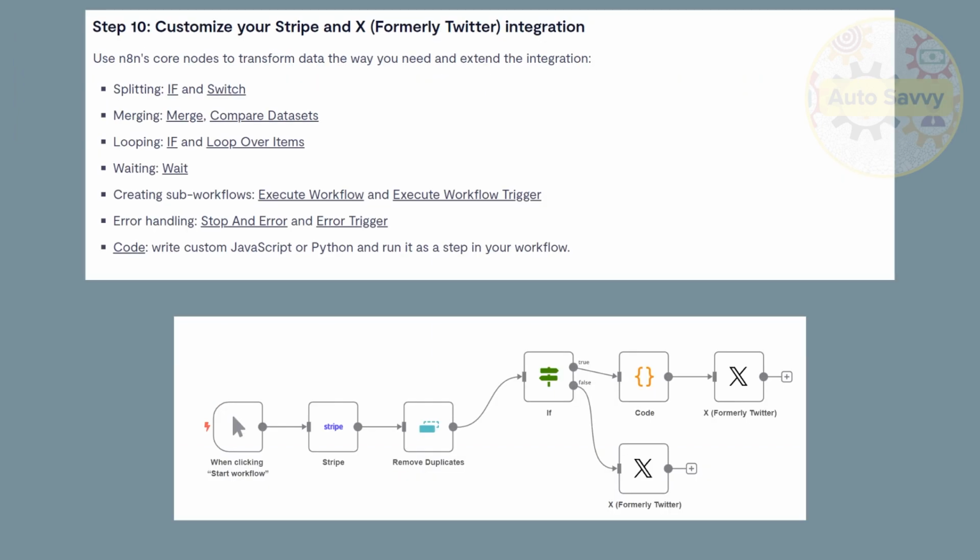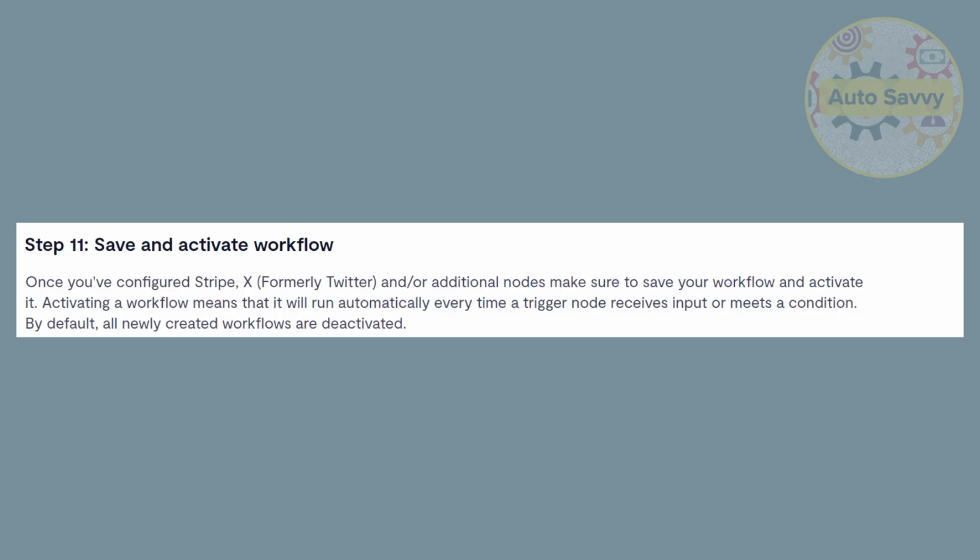Use n8n's core nodes to transform data the way you need and extend the integration. Splitting: IF and Switch. Merging: Merge and Compare Datasets. Looping: IF and Loop Over Items. Creating sub-workflows: Execute Workflow and Execute Workflow Trigger. Error handling: Stop and Error and Error Trigger. In Code, write custom JavaScript or Python and run it as a step in your workflow.